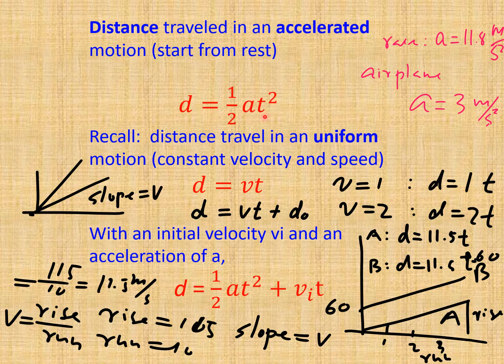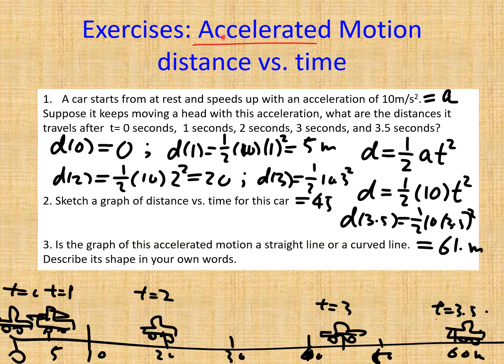Now, here is our exercise. A car starts from rest and speeds up with an acceleration of 10 meters per second squared. So our formula for distance versus time is d equals 1/2 times 10 t squared. You are asked to calculate the location of the car at t equals 0 seconds, 1 second, 2 seconds, 3 seconds, and 3.5 seconds.